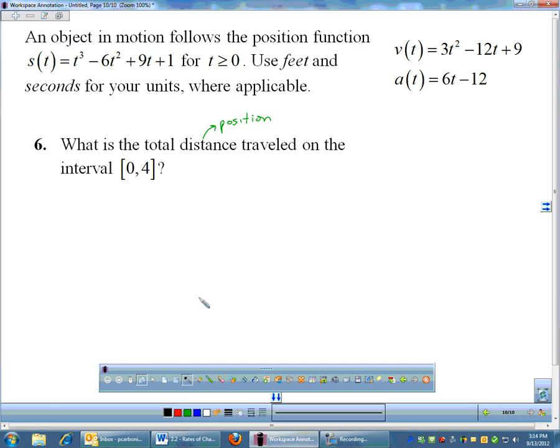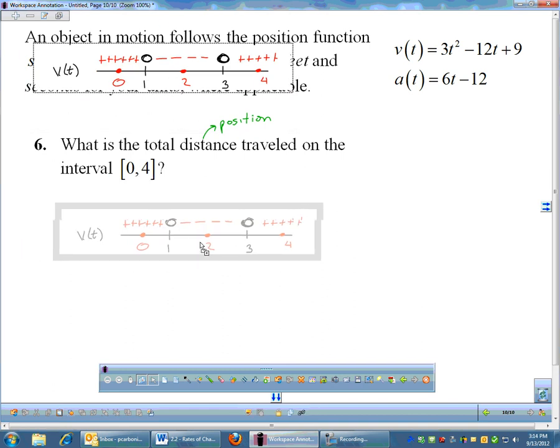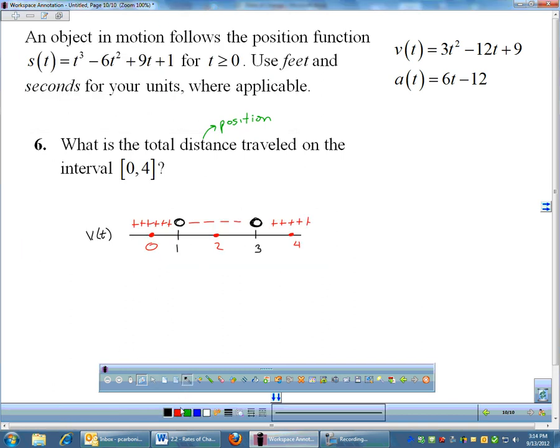So to get total distance, what we have to consider is the direction that we're traveling. This was our number line for velocity, and we said that from 0 to 1, my object actually traveled to the right because velocity was positive. But then I stopped at 1 and I started traveling left. I turned around. So from 1 to 3, I actually moved backwards and I backtracked. But then once I got to 3 seconds, I turned back around and started going forwards. So we've got to figure out what is the distance we traveled backwards and forwards and all this mess.